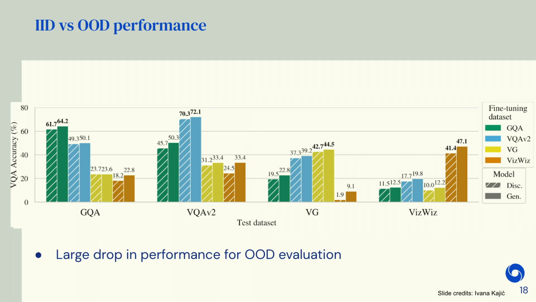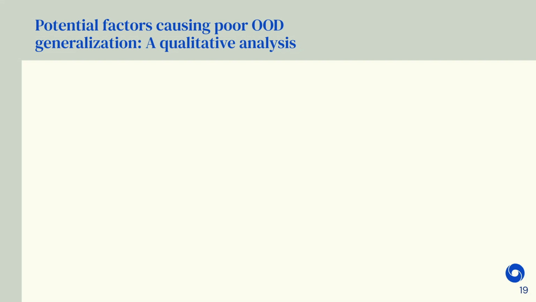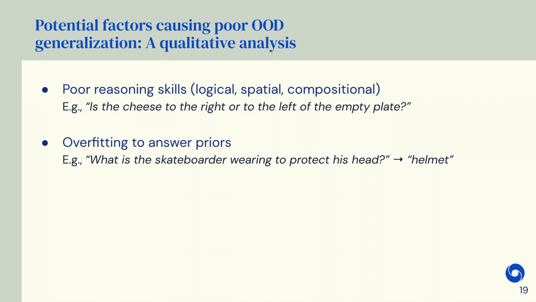So the main takeaway from this study was there is a large drop in the performance of these models when evaluated in OOD settings. So we tried to analyze why the models are showing poor performance. And we found that they are not really good in terms of their reasoning skills. So they are not good at, for example, spatial reasoning, compositional reasoning, logical reasoning. They overfit to answer priors. So for example, if helmet is the more common answer to the question, what is the skateboarder wearing to protect his head, these models tend to answer helmet even when the skateboarder is not wearing a helmet. So they tend to overfit to the answer priors.